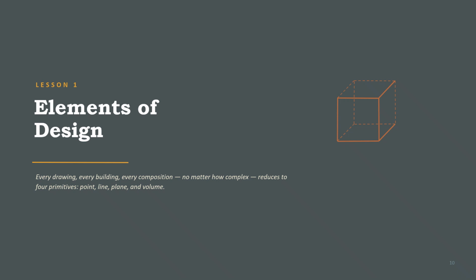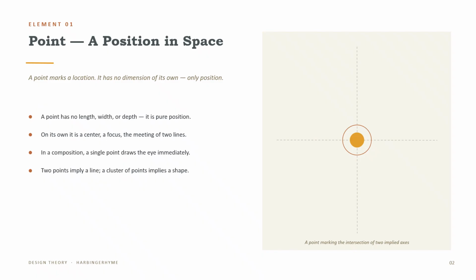And we remember from this lesson, every drawing, every building, every composition, no matter how complex, has to reduce into 4 primitives: point, line, plane, and volume. Let's start as small as possible. The point. The point has no dimension, no length, no width, no depth. It only tells you where.